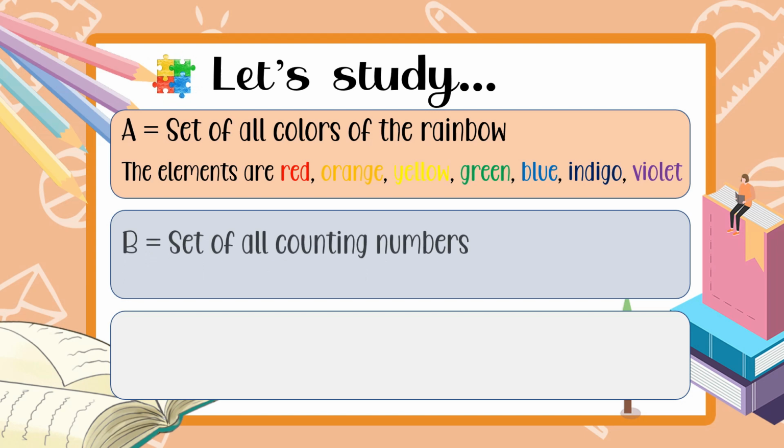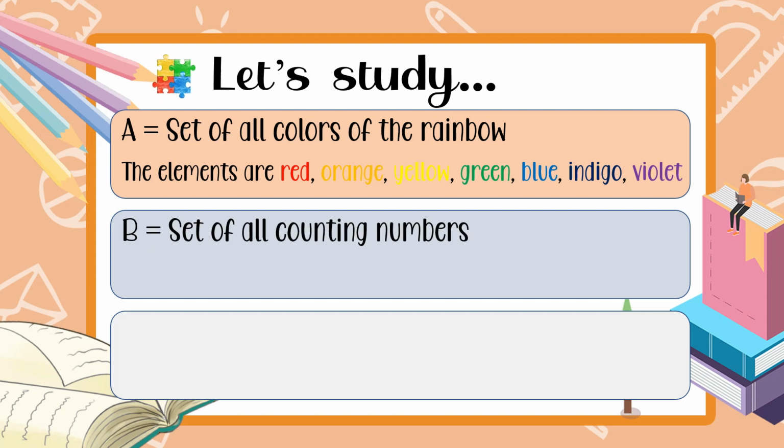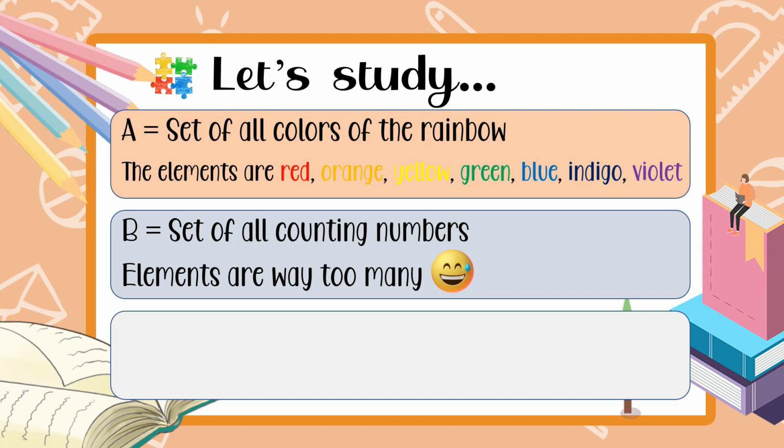Next set, we have set B or the set of all counting numbers. Ano-ano naman yung mga element niyan? So, yung elements natin is marami. Mag-start tayo sa 1, 2, 3, 4, and so on. So, parang walang katapusan. Therefore, the elements are way too many.